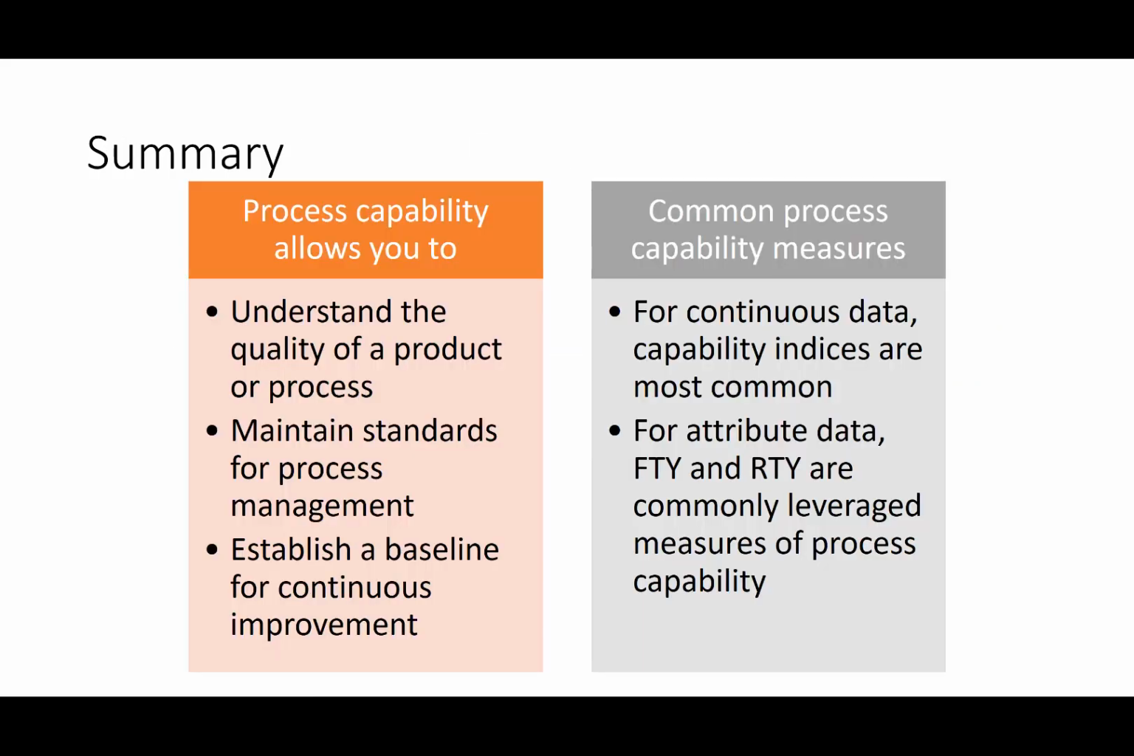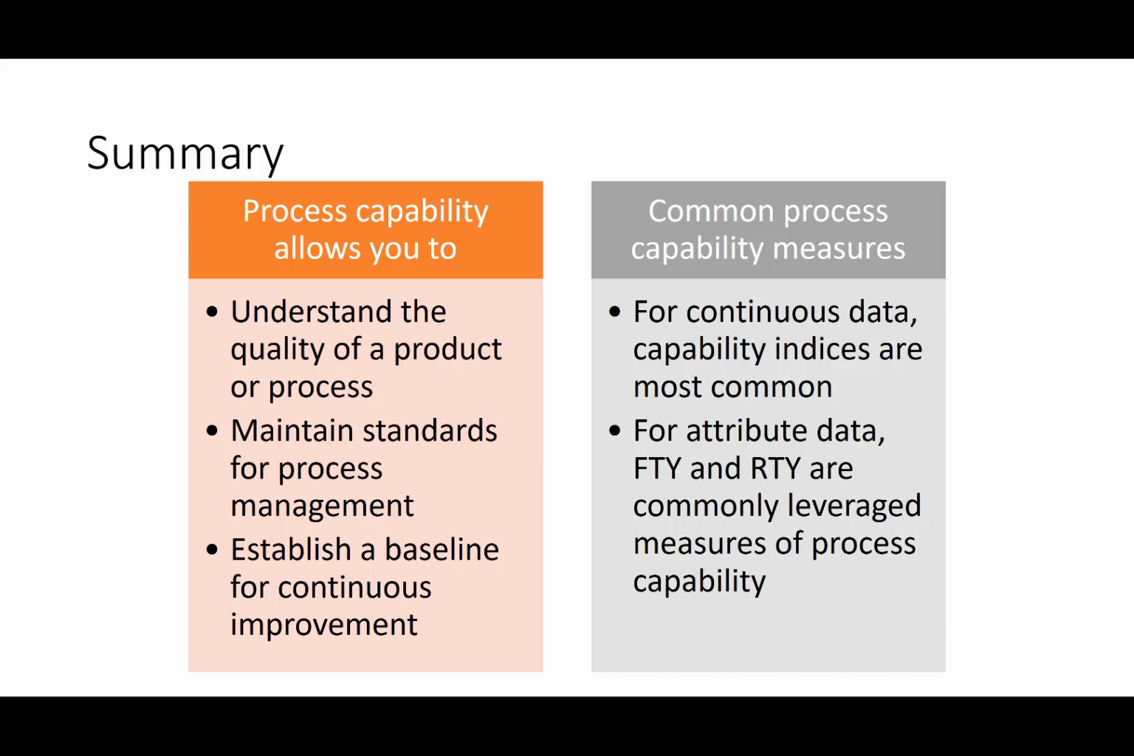So, in summary, process capability allows you to understand the quality of a product or process, either the overall end-to-end or at a specific element or component within the process. It allows you to maintain standards for process management. So how do you manage on a daily basis, and where do you draw the line for when I need to go and stop production or address issues as they occur? And then it establishes a baseline for continuous improvement.